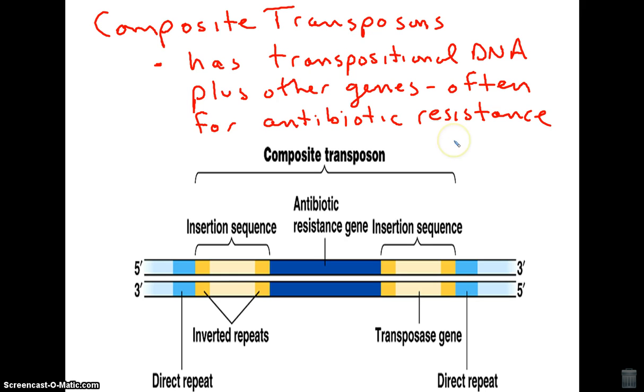The other kind of transposon is a composite transposon, and here we've got the insertion sequence, but we also have genes for other traits, and usually those other traits are going to be antibiotic resistance. So again, whether it's ampicillin, methicillin, we've heard about MRSA, what happens here is when that insertion sequence copies itself, it also copies a gene for resistance. And so this is one way that resistance to antibiotics can be transferred between different bacteria.